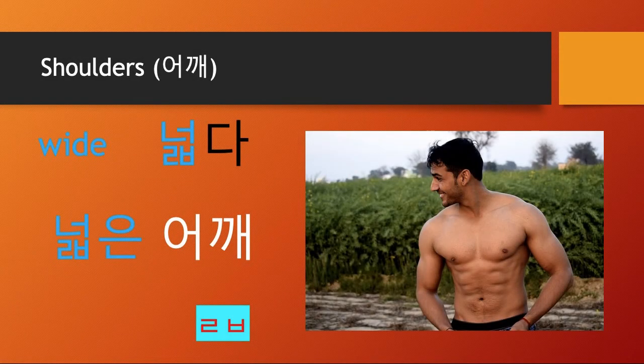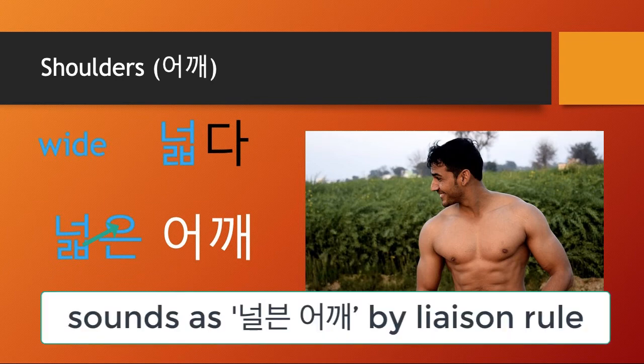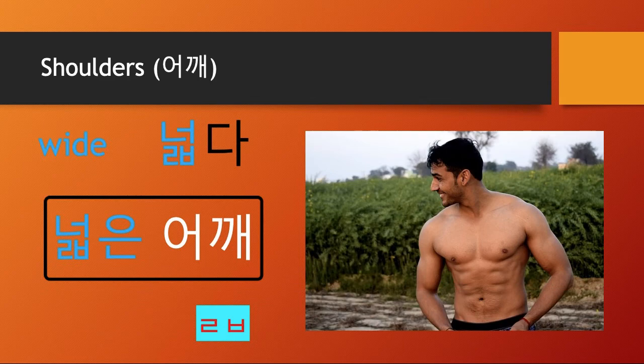Here is a second example of using Batchim real 비읍. English word wide in Korean is 넓다. In this case, we also use 은 as a describing adjective. So 넓은 어깨 means wide shoulders. Here, the continuous sounding rule or linking rule applies also. So 넓은 어깨 should be a natural way of pronouncing this one instead of 넓은 어깨. It's very hard to pronounce. 넓은 어깨, wide shoulders.